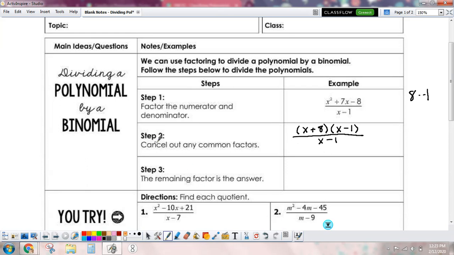Okay? And then step 2 says to cancel out any common factors. So in this case, I have x minus 1 and x minus 1, so I'm going to cancel those out. Once I cancel those out, whatever I'm left with is my answer. So in this case, my answer is x plus 8.